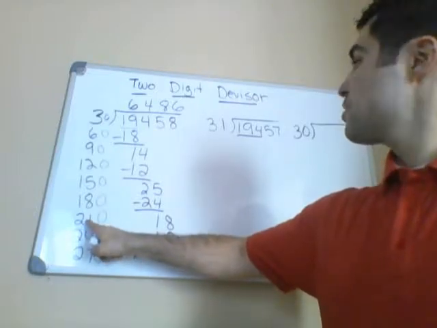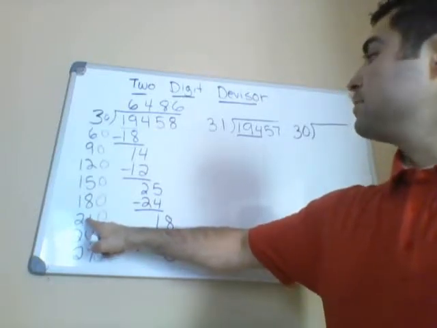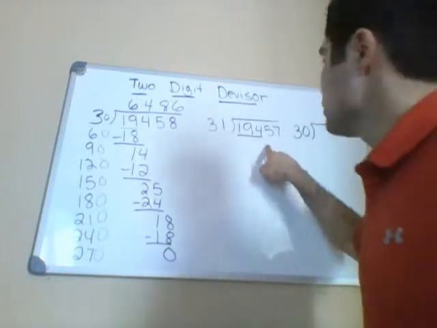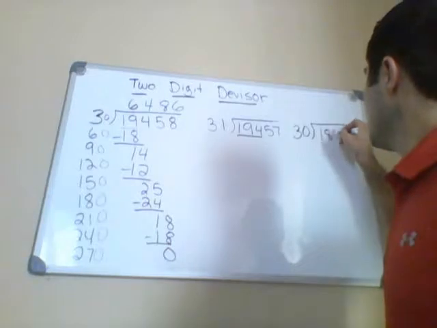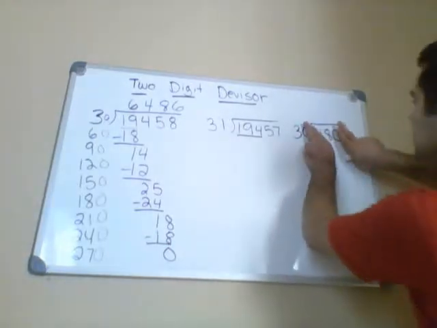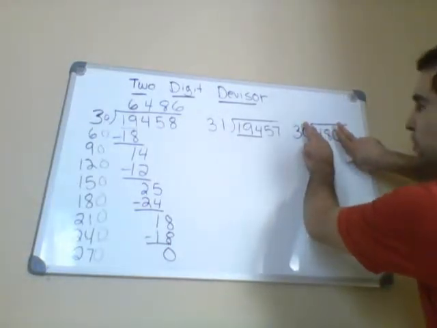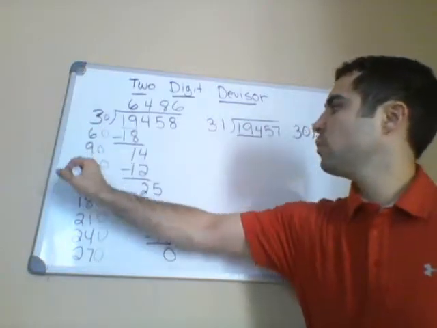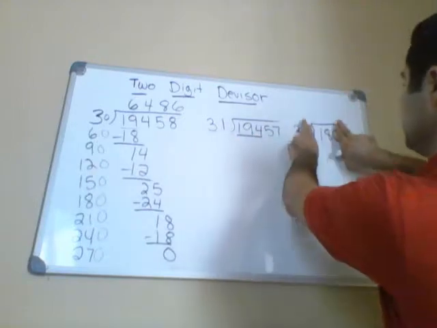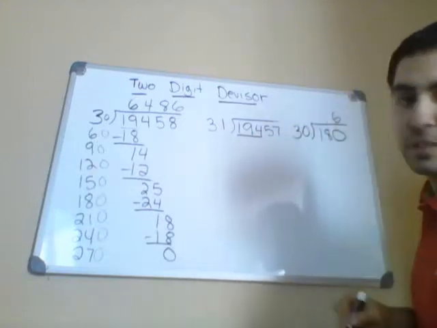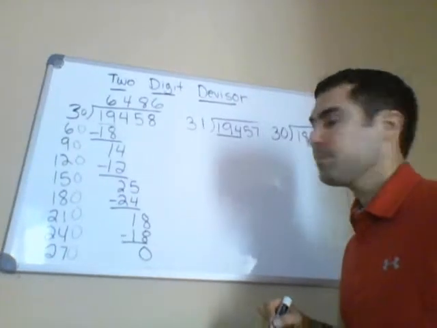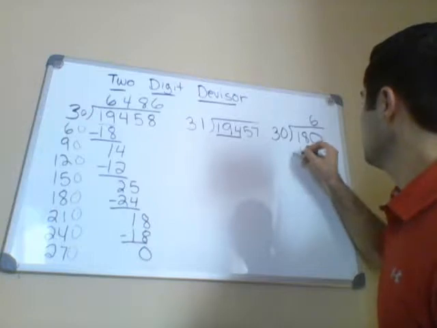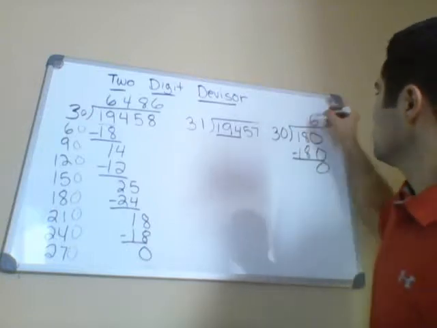210 is close to 194, but it's above. So we got to go to 180 because 180 is less than 194. So I'm going to put 180 right there. Now just cover up the zeros. 3 will go into 18. How many times? Count 1, 2, 3, 4, 5, 6. 6 times. So I'm going to put a 6 right above the 0. Okay? 6 times 0 is 0. 6 times 3 is 18. So that works.